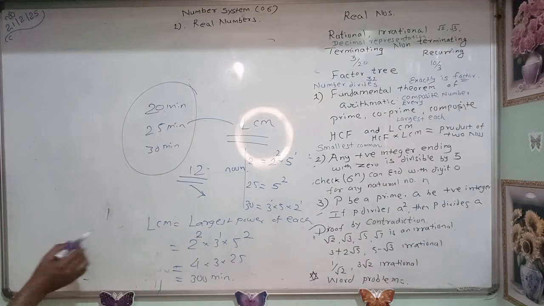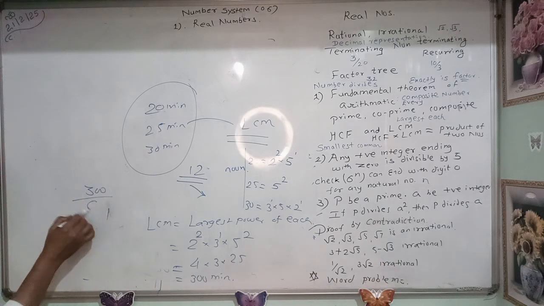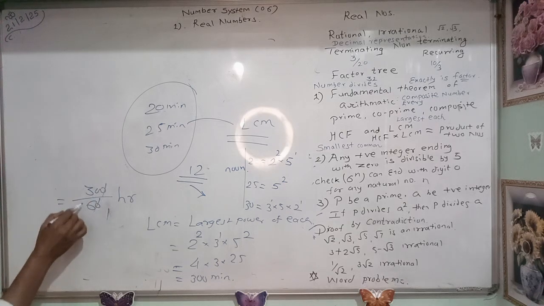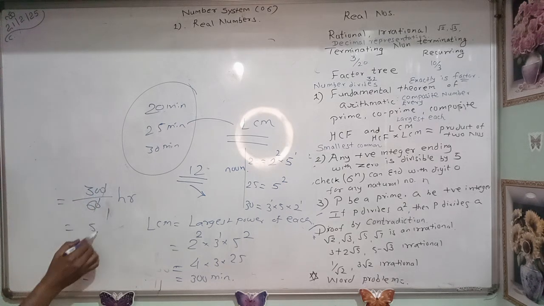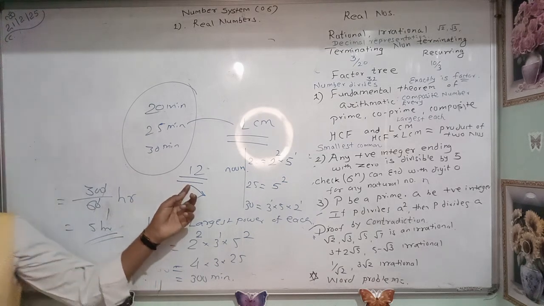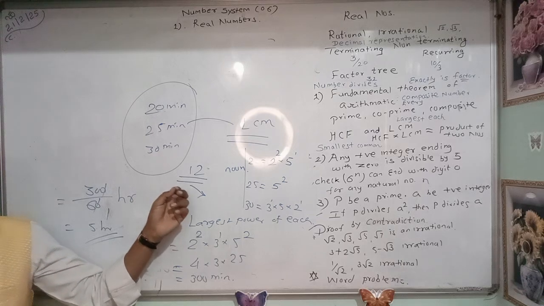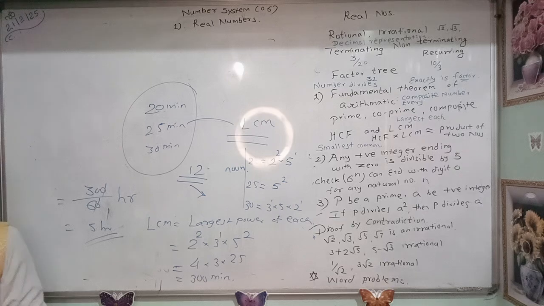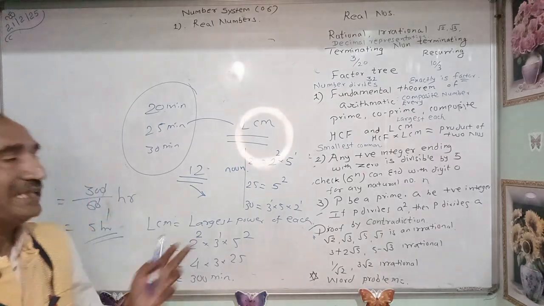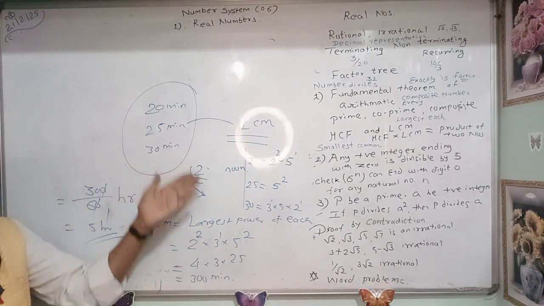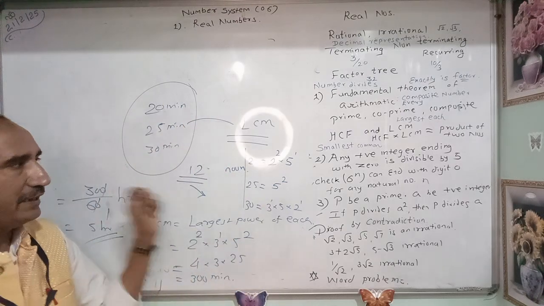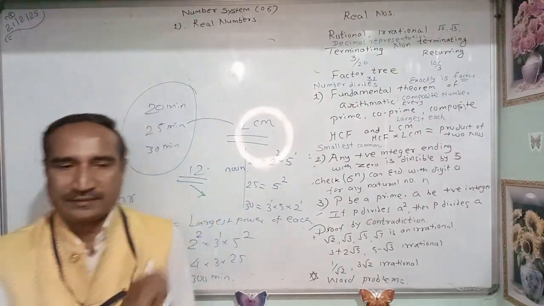And what about 300 minutes? If we divide by 60, it becomes 5 hours, since 6 fives are 30. So after 12 noon means 5 hours after, so at 5 p.m. they will beep again. Let's take one example of the HCF also. These are the examples of whenever there is a again at the same time at the starting point, at that time we have to find the LCM.